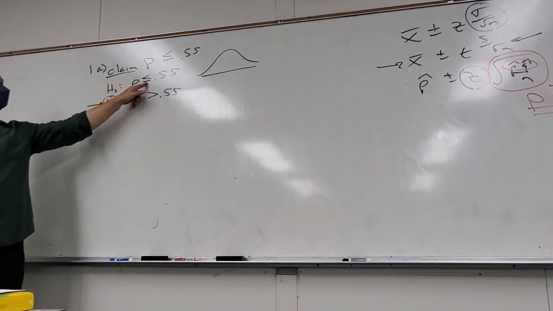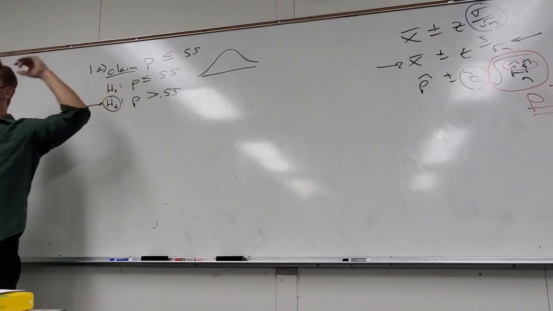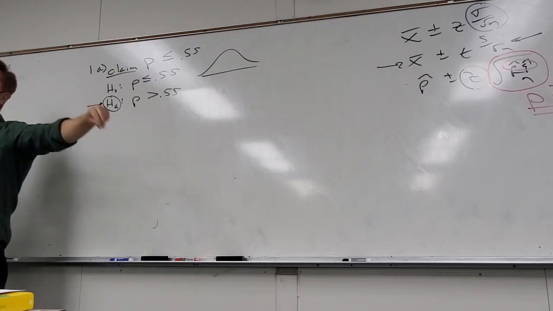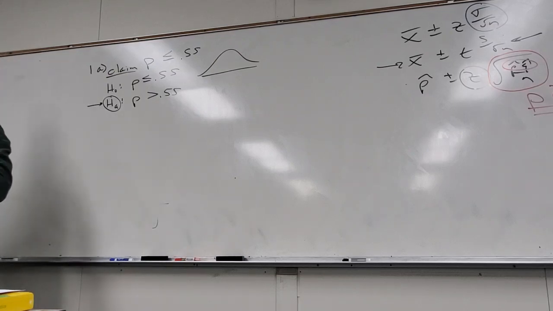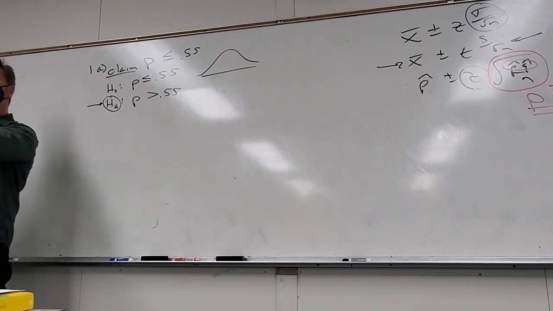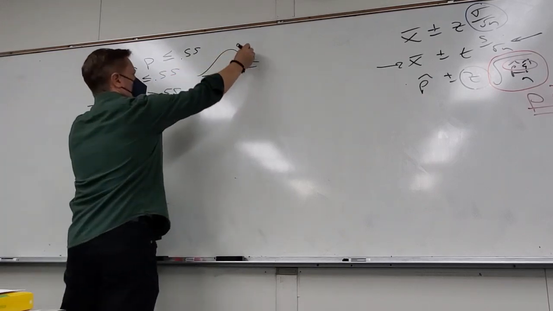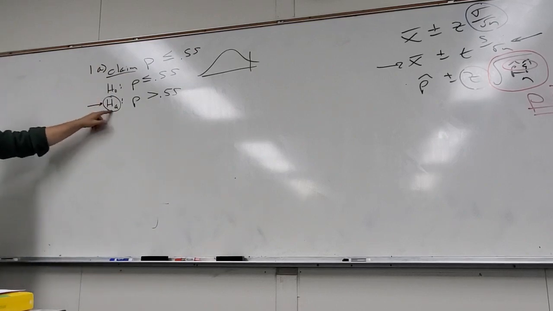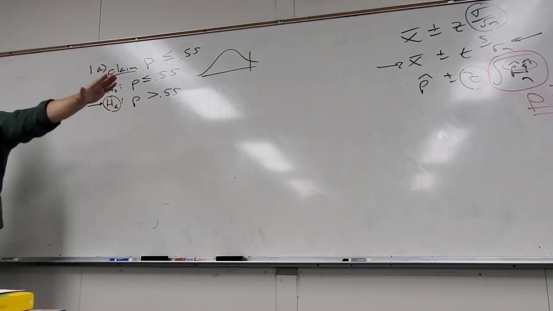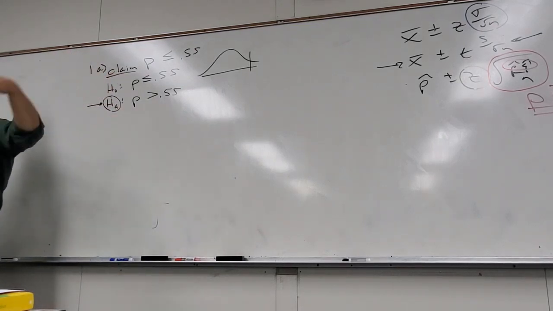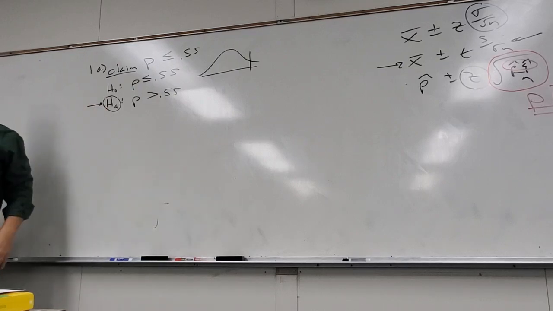I can't show evidence for this because it allows it to be equal. A sample can never show evidence that something equals something, but it can show evidence that something's not equal to something. So my rejection region is going to be up there. The alternate hypothesis always sets up where the rejection region is and how many tails it's going to have. Okay.